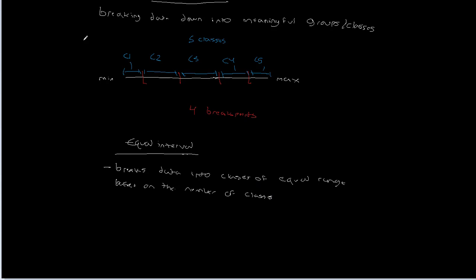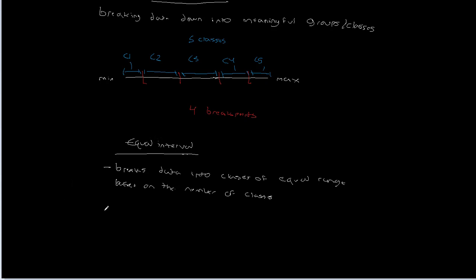So let's take a quick thought here of what this would look like. If we're breaking it into classes of equal range based on the number of classes, what that means is that the distance between these breakpoints is going to be the same, right? Because the range between the breakpoints, or the interval between the breakpoints, is going to be the same. Hence, equal interval.